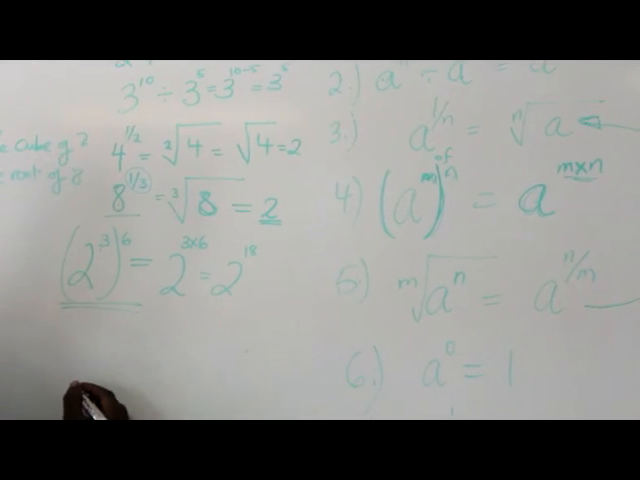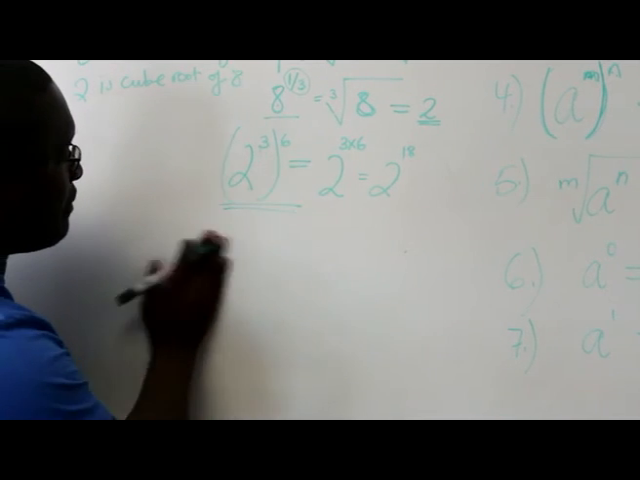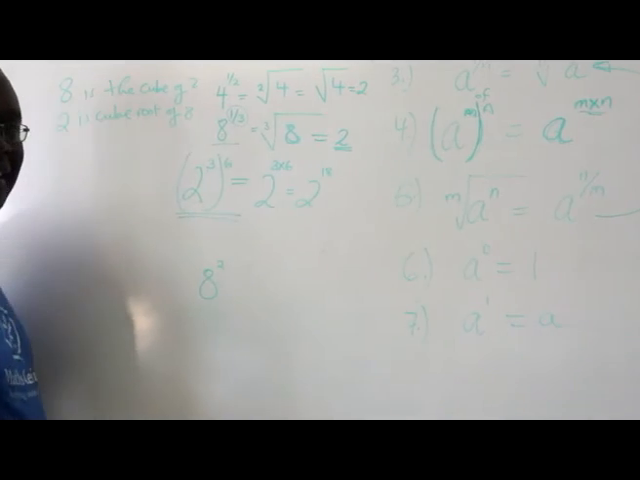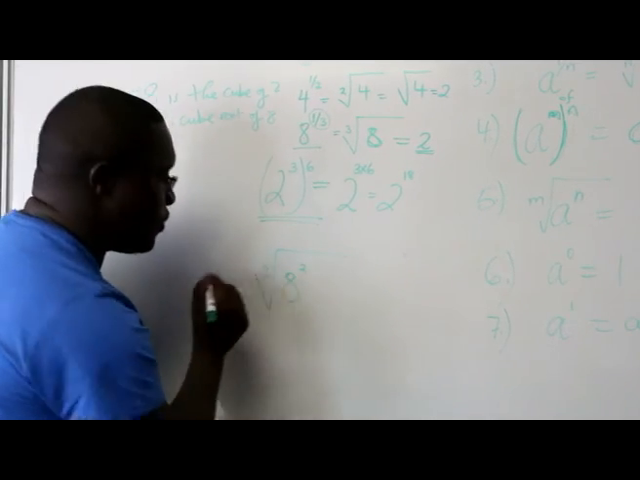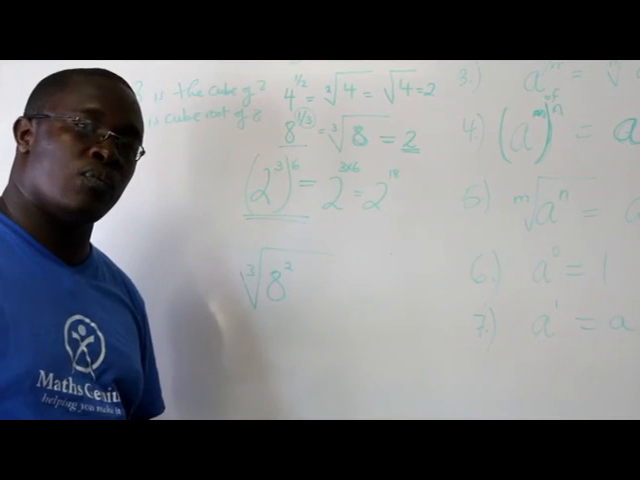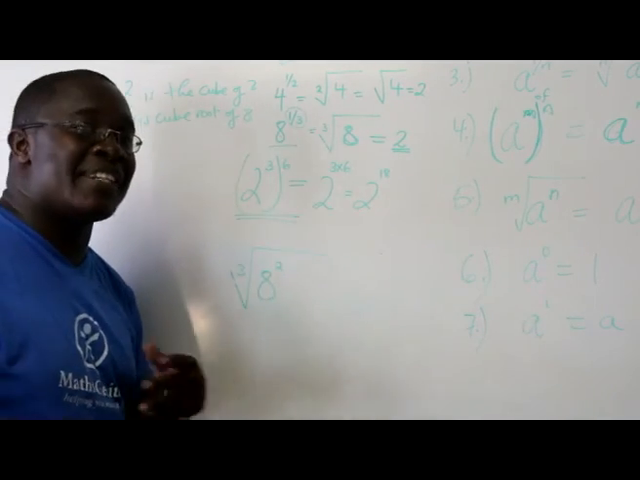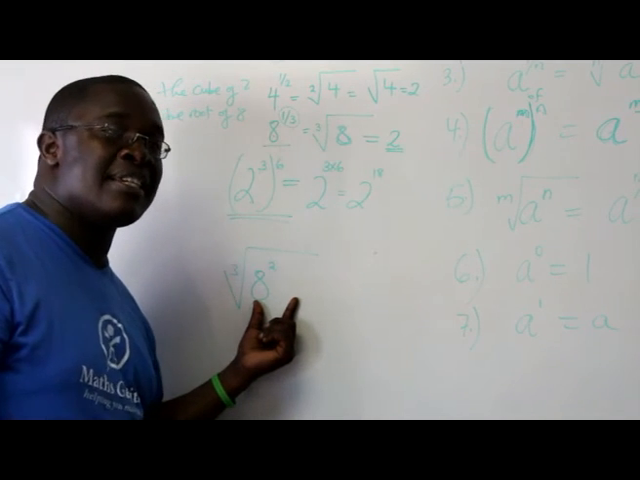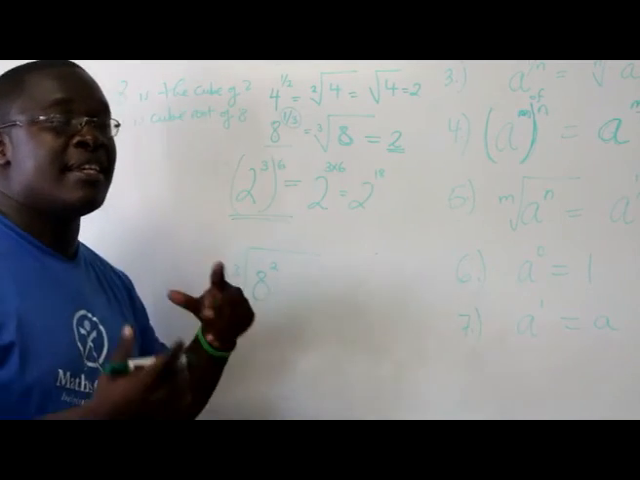So, let's say, for example, let me use 8. 8 to the power of 2, and then they say, what is the cube root of 8 to the power of 2? Meaning, what number will multiply itself 3 times to get 8 to the power of 2? Of which we know that 8 to the power of 2 is 64. So we're keeping it at the back of our minds that 8 to the power of 2 is 64.